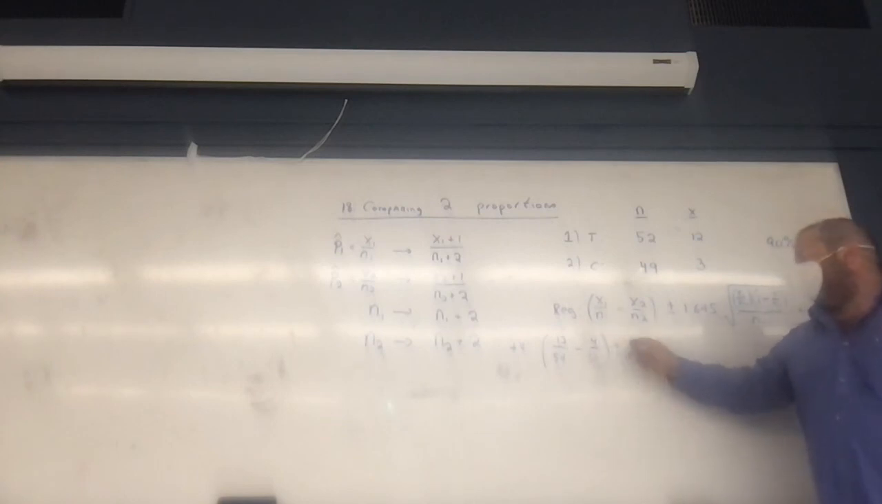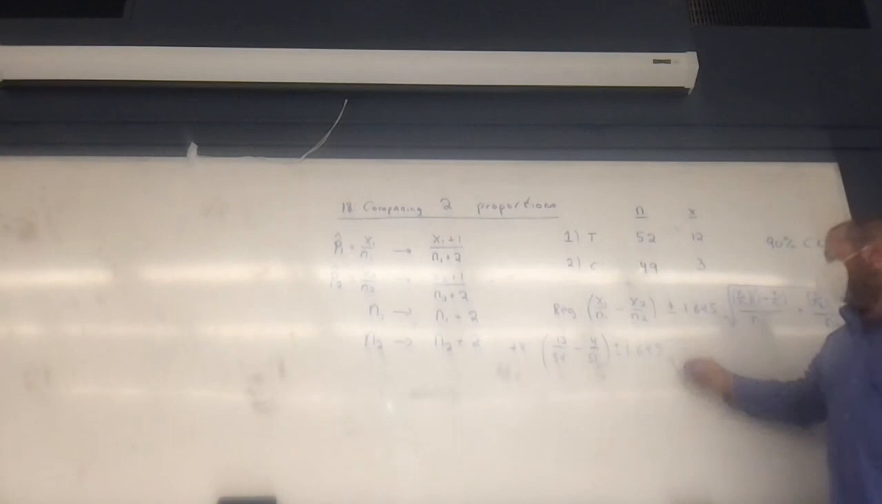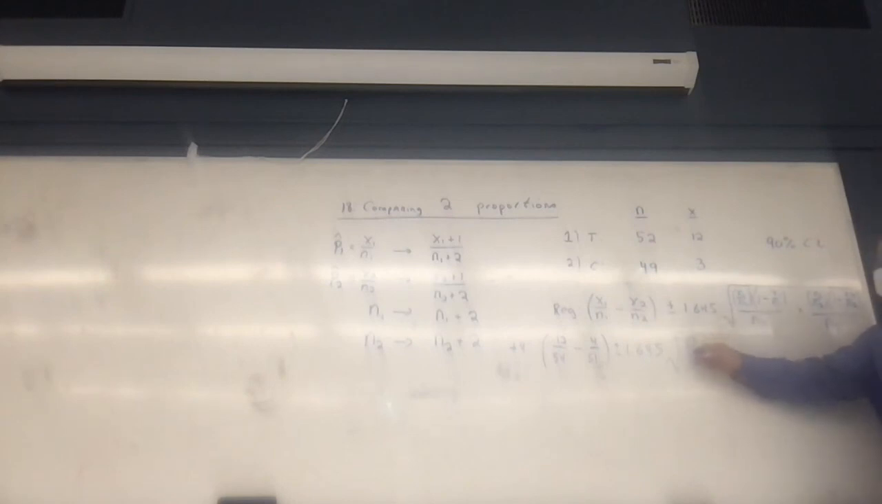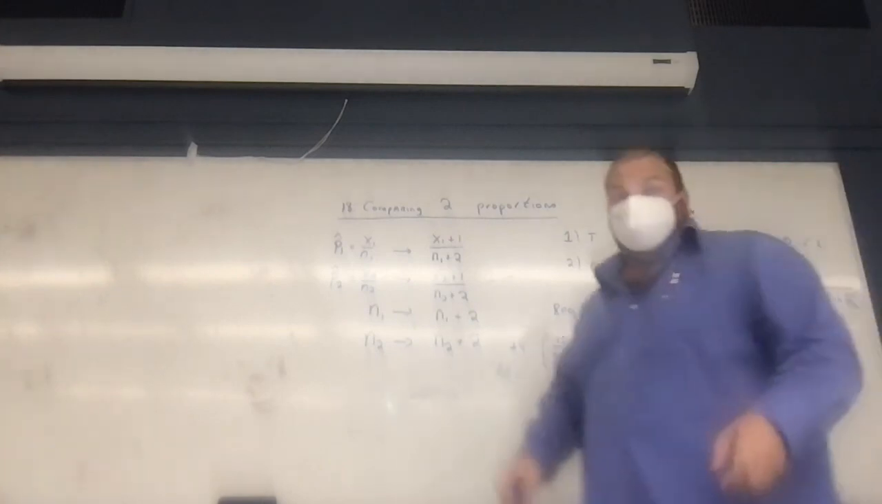Plus or minus 1.645 square root of X1 over N1 becomes what? 13 over 54 times 1 minus 13 over 54, over the new N1, which is 54, plus 4 over 51, 1 minus 4 over 51, all over 51. But we'll do it on the calculator anyway.